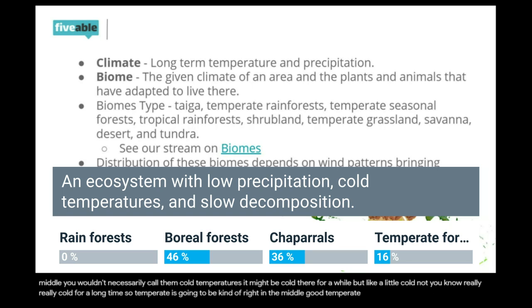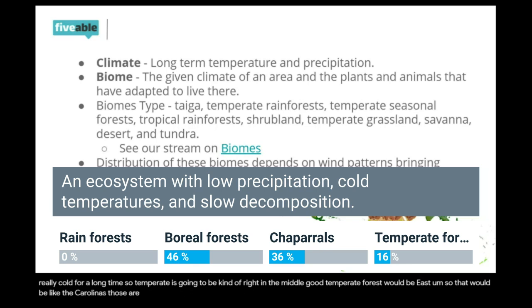Good temperate forest would be East Coast forests, kind of like in the middle. So that would be like the Carolinas. Those are an example. The Blue Ridge Mountains, those are temperate forests. So yeah, it might get cold. It might snow a little bit, but not a lot.